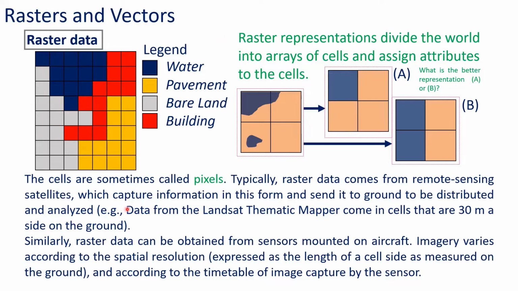So I keep calling them pixels. So I'll just go and introduce you. The cells are sometimes called pixels. It's easy for me to remember it as pixels because I work with image processing. So pixels are these squares. Typically raster data. Okay, notice that they are squares, not rectangles.